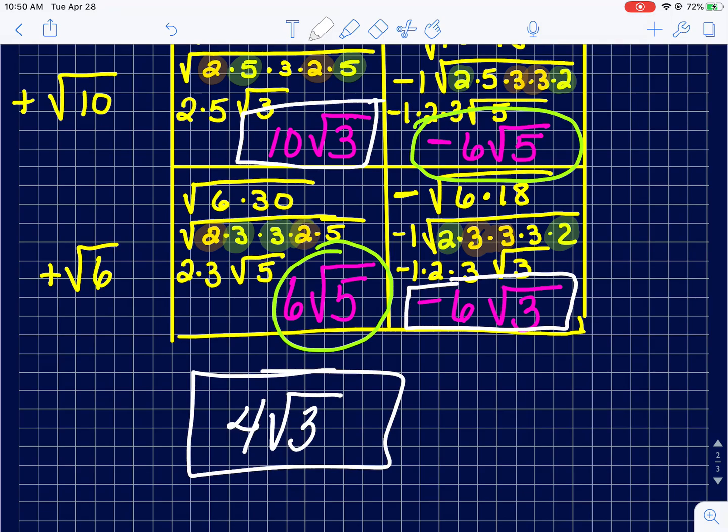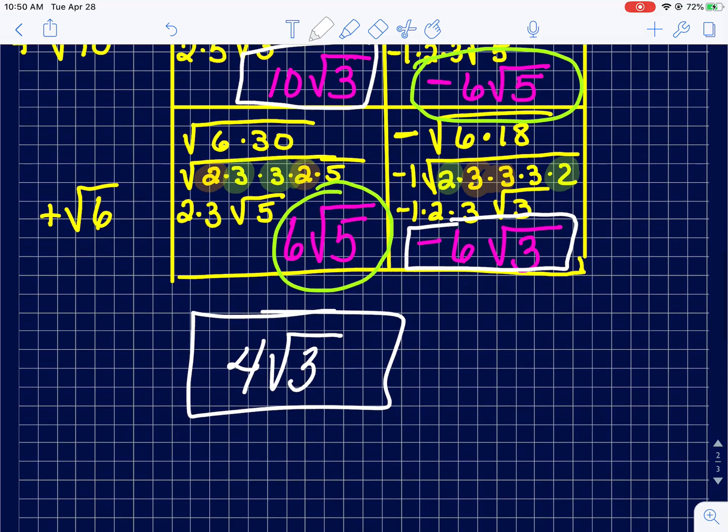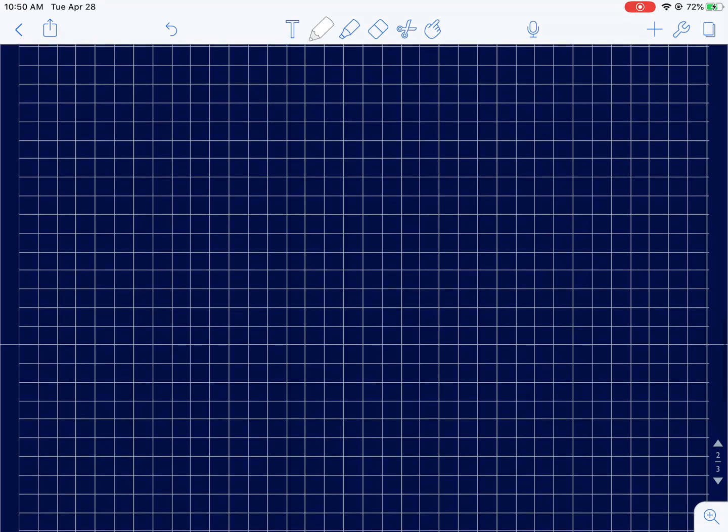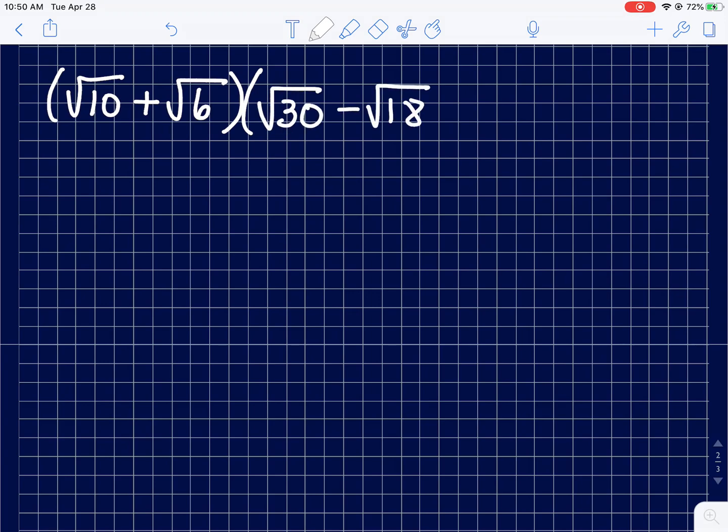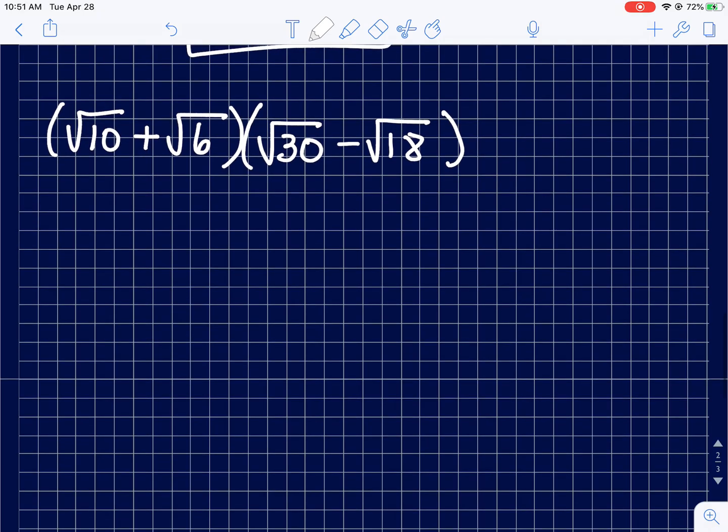Let's do the FOIL method on that one. So those of you who need to fast forward, I'm going to do the FOIL method. So it's root 10, parenthesis root 10, plus root 6, close parenthesis, parenthesis root 30, minus root 18, close parenthesis. Okay, so FOIL, remember, first times first. So I'm going to write that down, root 10 times 30.